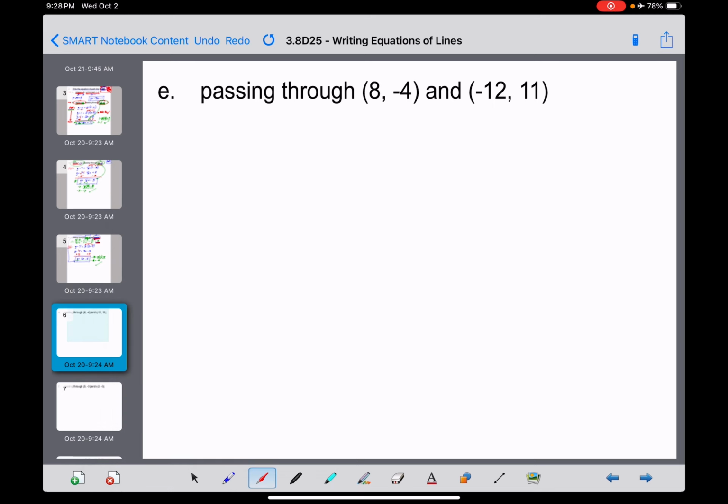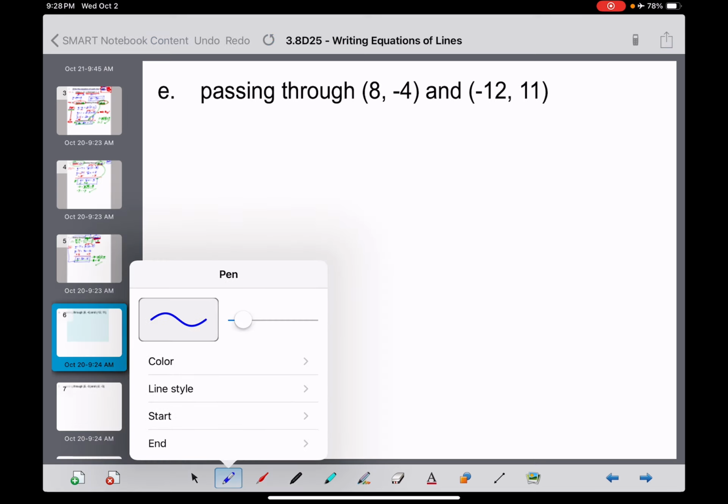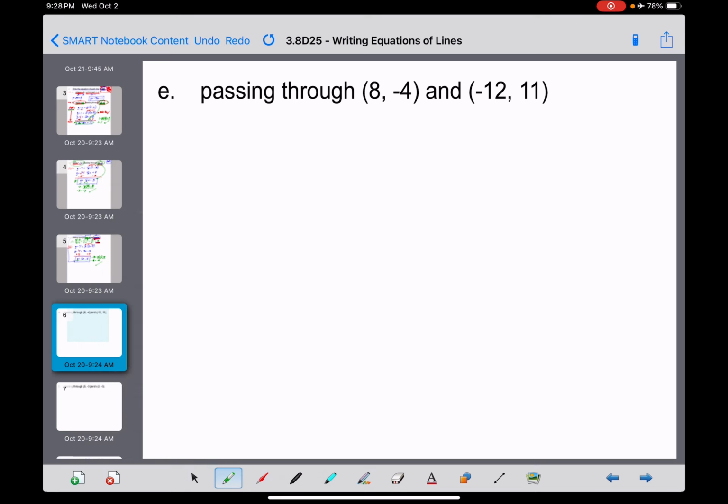Okay. Hopefully you did that there. Same thing going on in E that was going on in example D. We don't know the slope, and we need to, so the first thing we're going to do here, guys, is our formula for slope. y2 minus y1 over x2 minus x1. So y2, our second y coordinate, is 11, minus negative 4, that's going to become plus 4. Down on the bottom, x2, which is negative 12, and then minus your x1 value, which is 8.